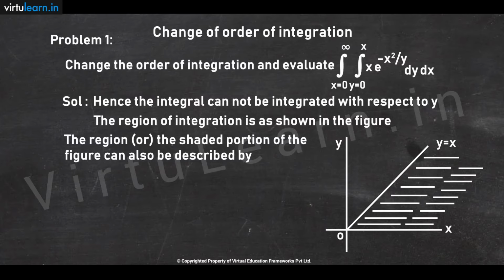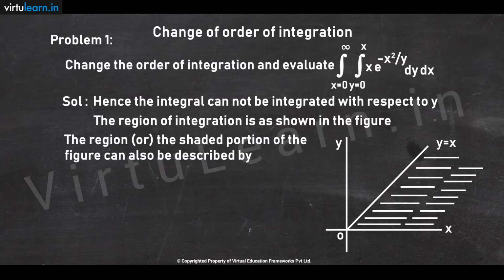Here x changes from 0 to infinity. At the origin x is equal to 0. As we move away from the origin along the positive direction of the x-axis, x can go to infinity. So that is the way in which the region is described.